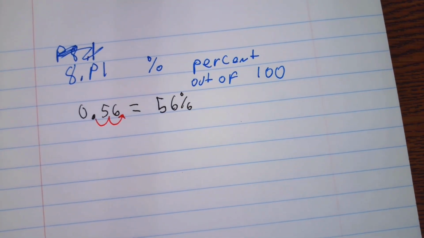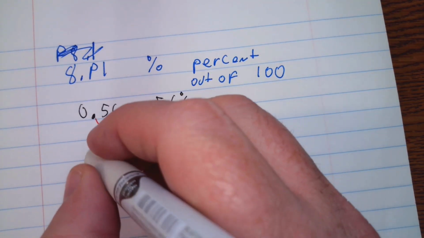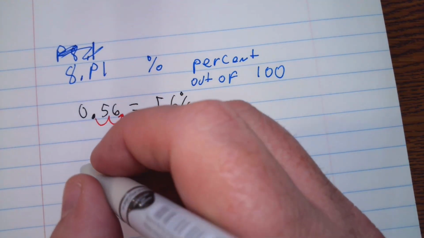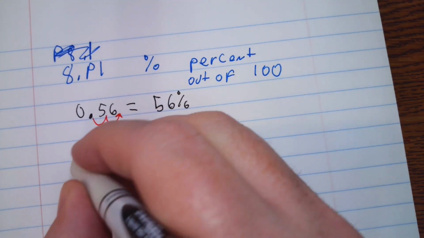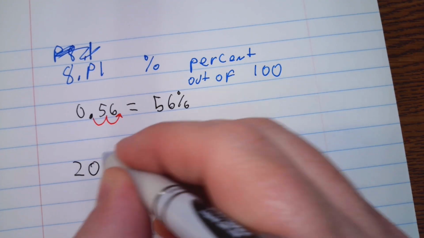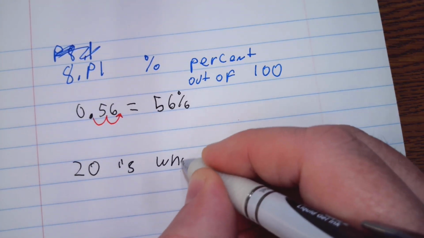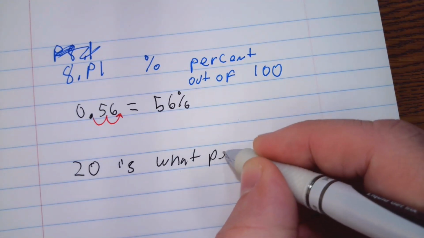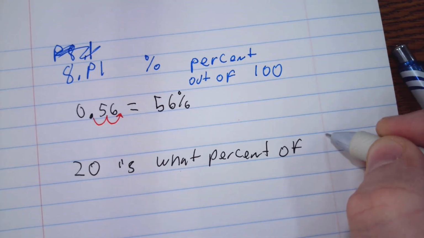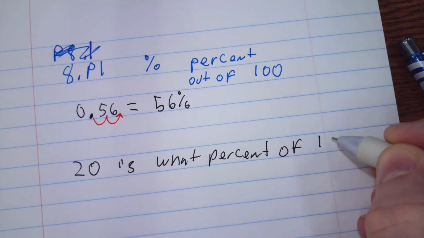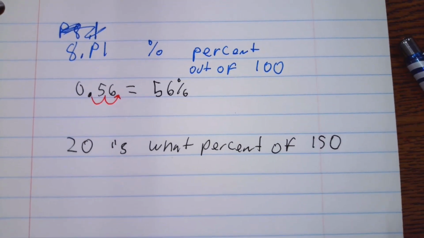Okay. So we're going to have stuff like this. We're just going to start with this, and I'll tell you how to translate this into stuff. So 20 is what percent of 154? Or 150. Let's just do 150. Okay.